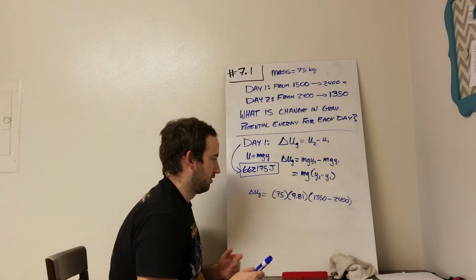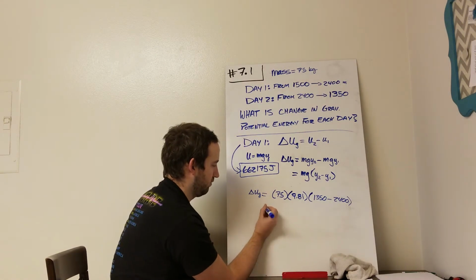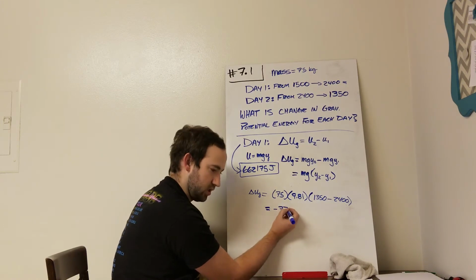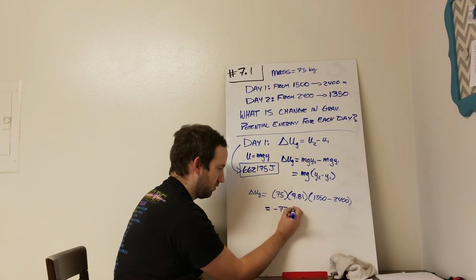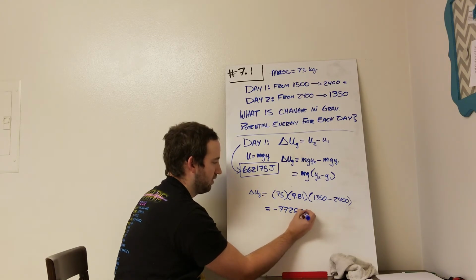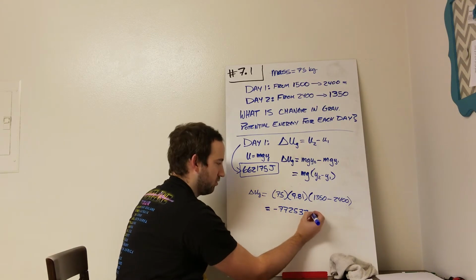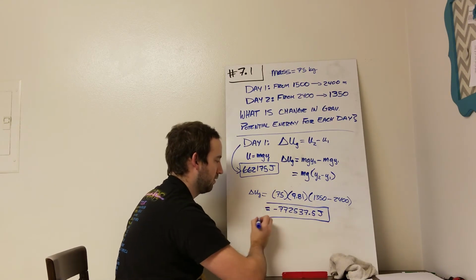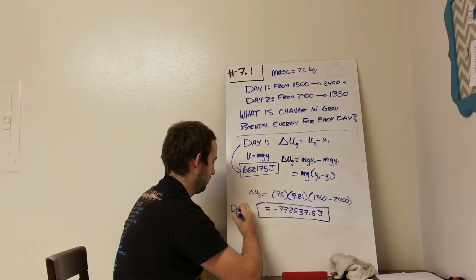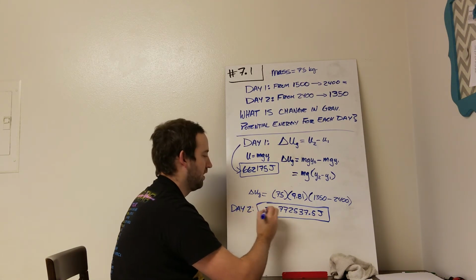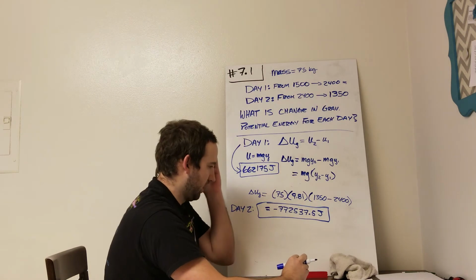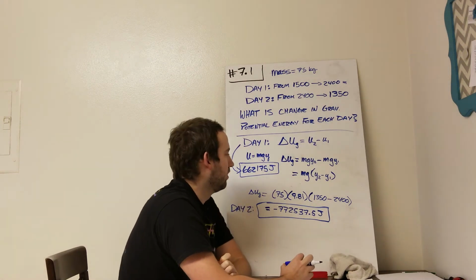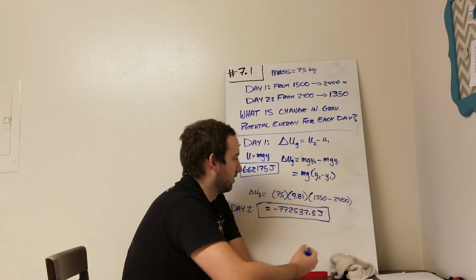the gravitational potential energy for day 2. When we plug that in, we end up getting negative 772,537.5 joules. That's day 2. And it's negative because the climber is going down, so this becomes negative.